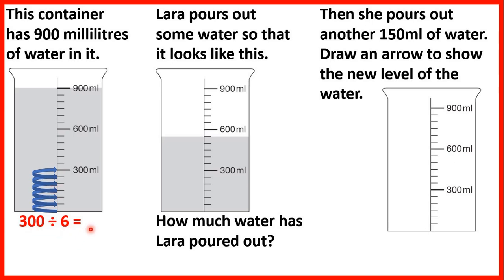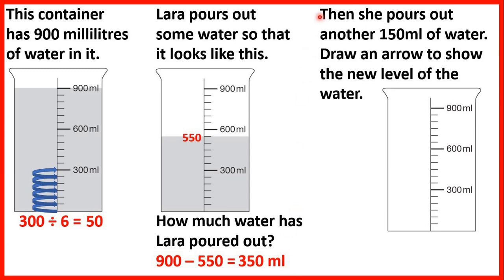300 divided by 6 is 50, so each of these lines stands for 50. That means the water now is at 550. But the question wasn't asking us how much water is in this beaker now. The question was asking us how much has Lara poured out. So she started with 900 and now she has 550. So if we find the difference by subtracting, and we might need to use column method for this, we get 350. So Lara has poured out 350 millilitres.